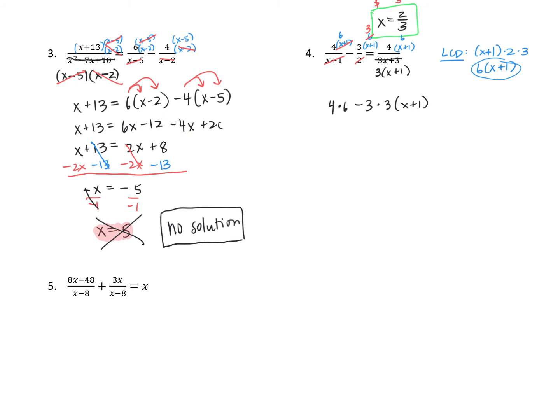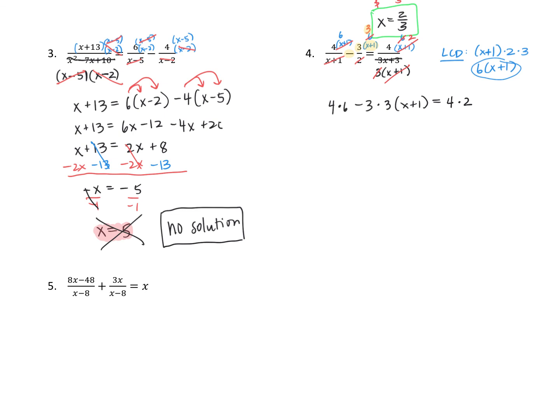So just to show, I have a minus here, a 3, and a 3, and an x plus 1. Okay, equals, in the last fraction, the x plus 1's cancel, and the 3 will go into 6 2 times. So 3 is gone, 6 becomes a 2. So what I have left there is 4 times 2.